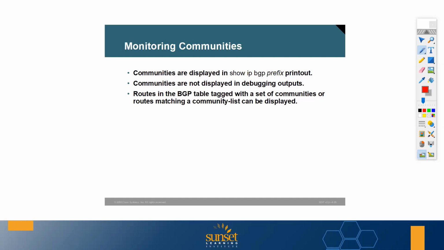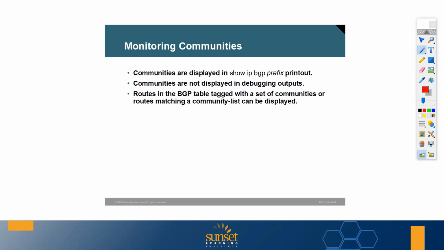Now, when you do a show IP BGP, you don't see any of the BGP community strings. You have to actually look at the detailed information about that route. So you can do a show IP BGP and put in a prefix. That will give you the detailed information about that individual route. You'll see that community string.